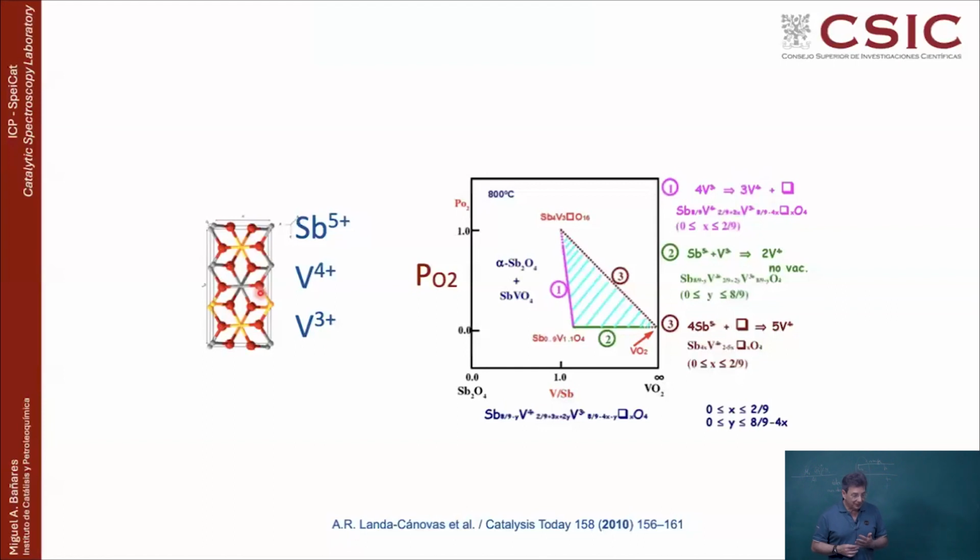A group in Madrid made a very interesting microscopy study about vanadium antimonates. What they did was look at the structure. This is a rutile material, and the composition of vanadium antimonate has vanadium 4+, vanadium 3+, and antimony 5+ cations. So this is what you have inside that lattice. And they were changing the partial pressure of oxygen with transmission electron microscopy and observing the crystalline phases. What they observed is that there was an increasing number of vacancies in the system when you were decreasing the partial pressure of oxygen.